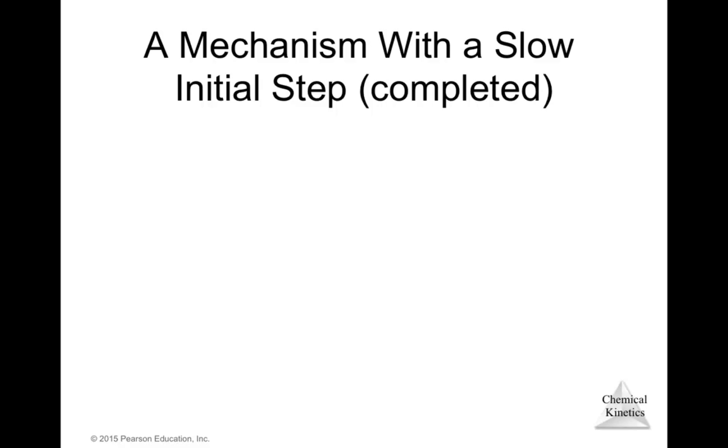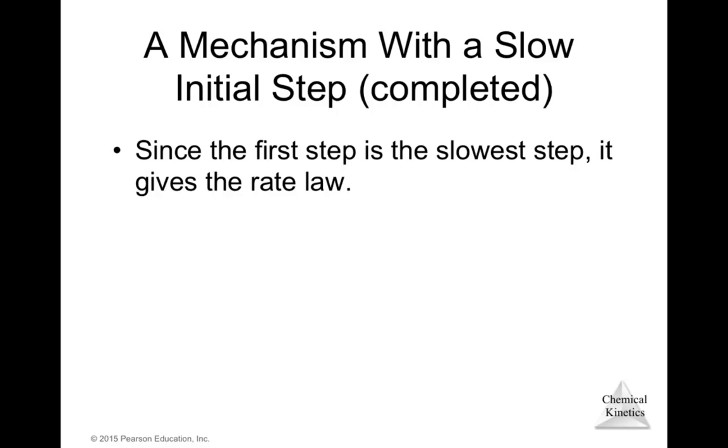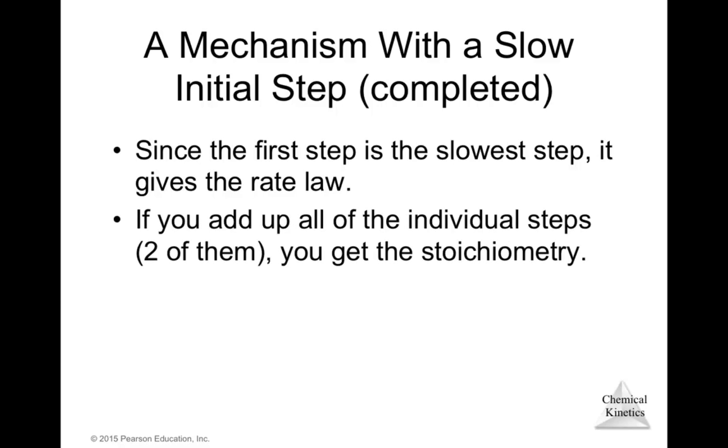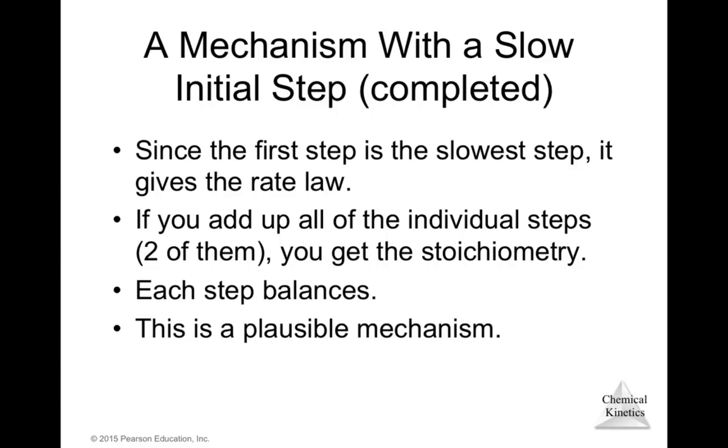Now let's highlight some important points of this mechanism. Since the first step is the slowest step, it gives the rate law, which was established in the beginning of this problem. Now, if you add up all of the individual steps, in this case the two steps that we created, we get the stoichiometry, or the overall reaction. Each step is balanced, and because of that this is a plausible reaction. So let's see that in the example that we have been working.